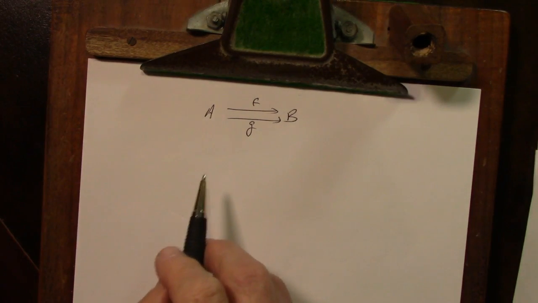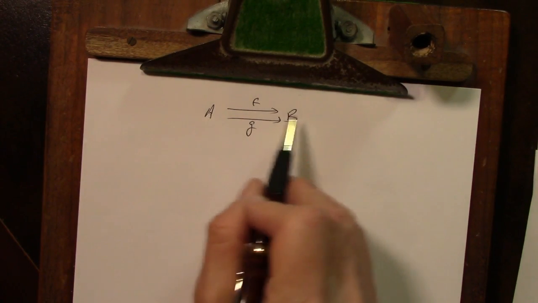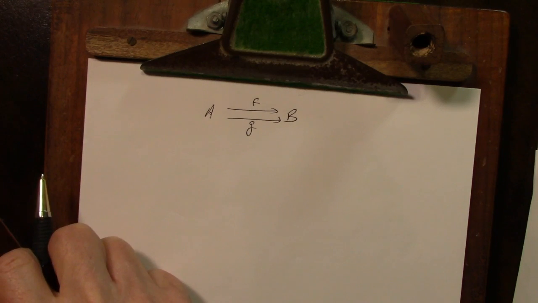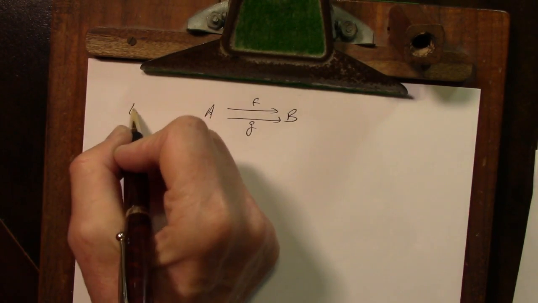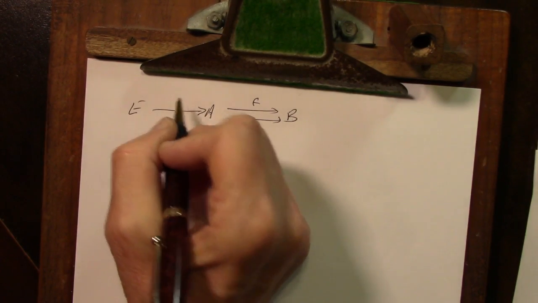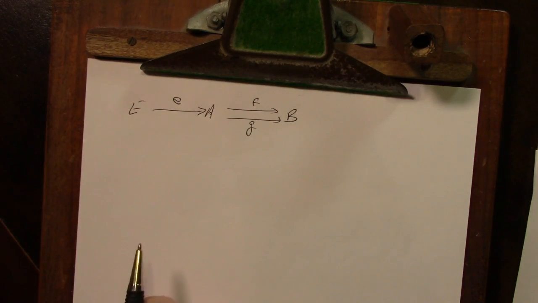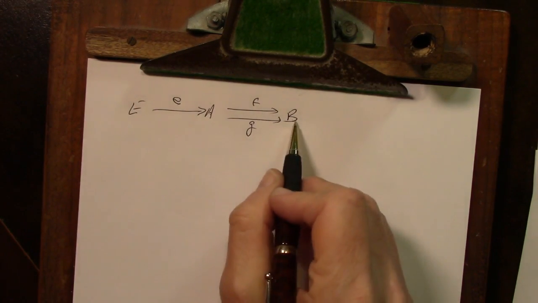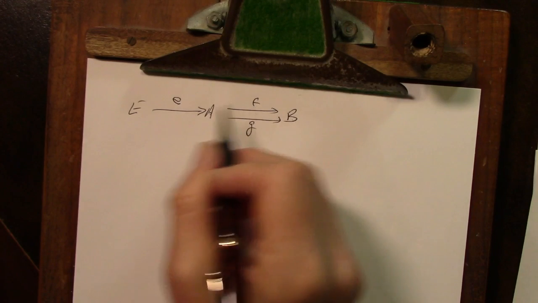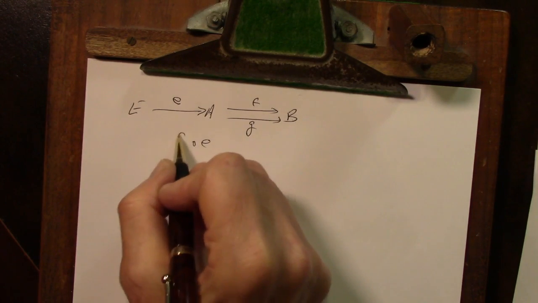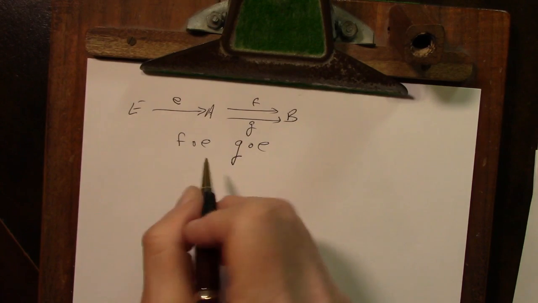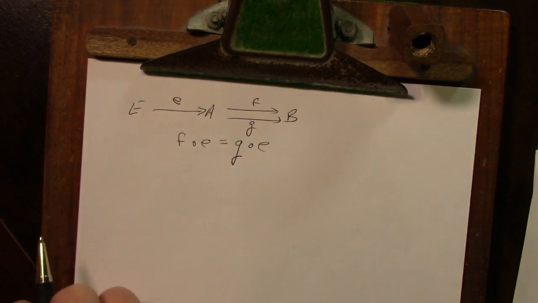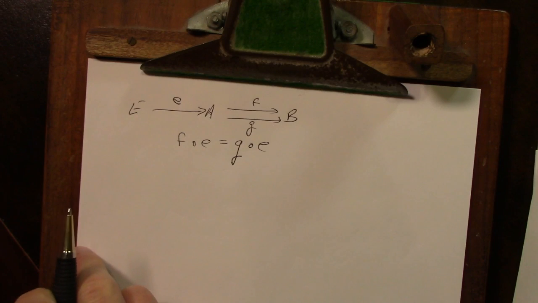This is a diagram, and there are two paths from A to B, and I would like to be able to say that a diagram like this commutes, or a bigger diagram. Specifically, we're going to be looking at diagrams like this, that there are two paths from E to B. One is first E and then F, and the other is first E and then G. And I'd like to be able to say that this diagram commutes if those are equal.